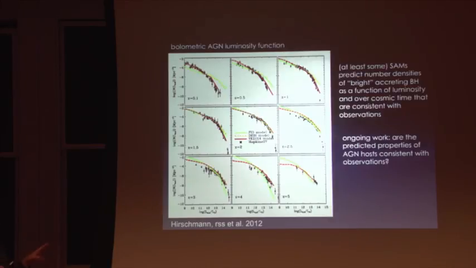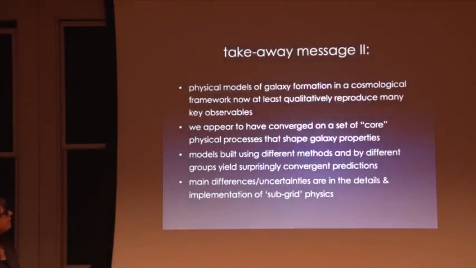An ongoing question that we're interested in is to then say, okay, what do the galaxies that host these accreting black holes look like? What are their properties? And to see whether the predictions of our models agree with observations, because of course we do have a lot of information on that, though it's tricky to even ask that question.